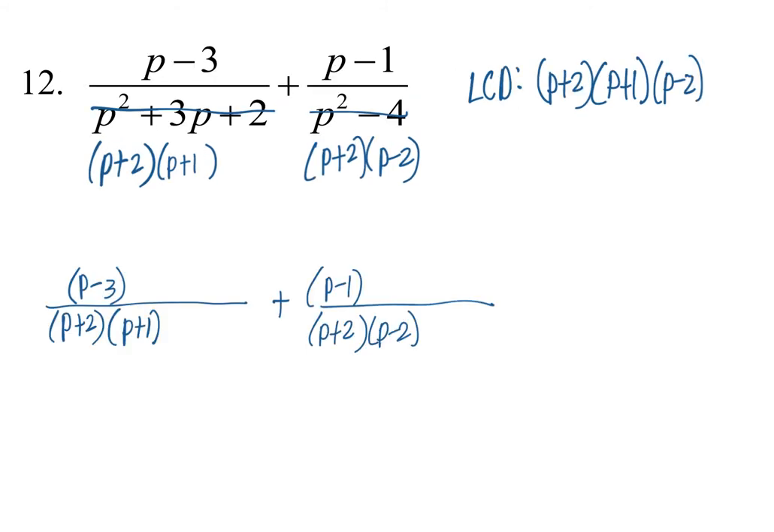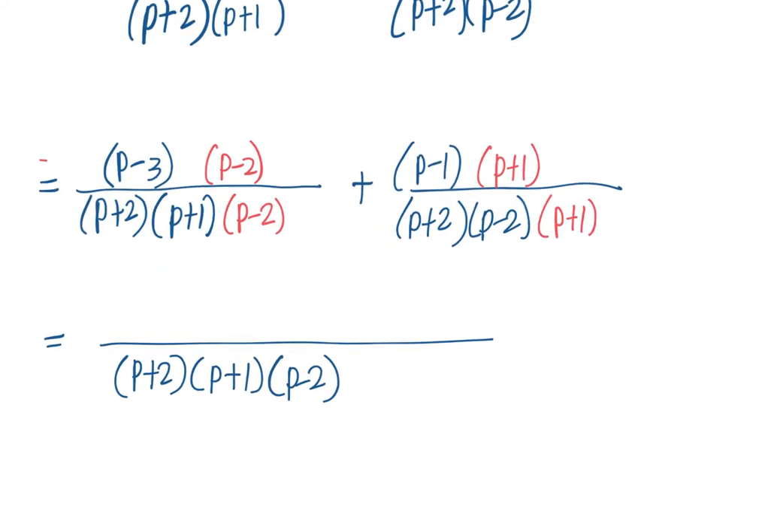So now to make both of those expressions have a denominator that is the same as the LCD, let's see what we need to do. P plus 2, p plus 1 is missing a factor of p minus 2. So multiply that by the top and bottom. And then p plus 2, p minus 2 is missing a factor of p plus 1.